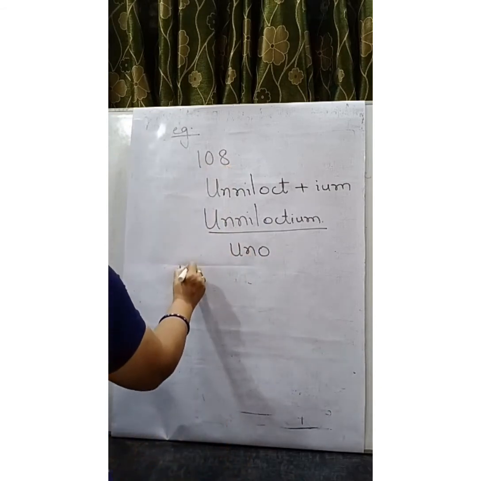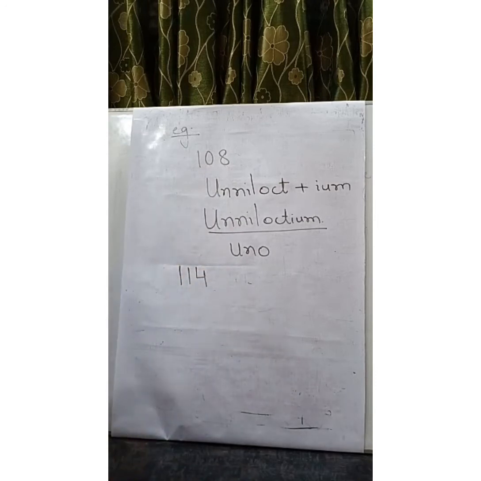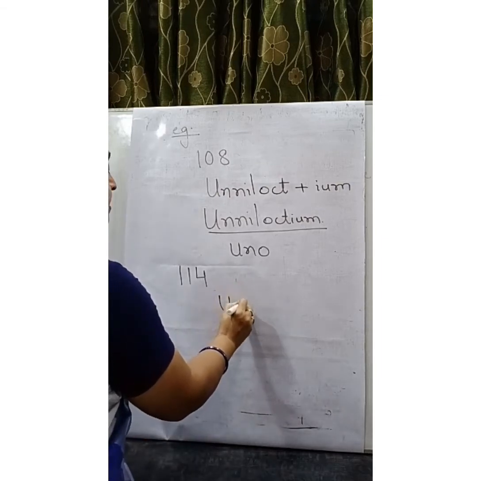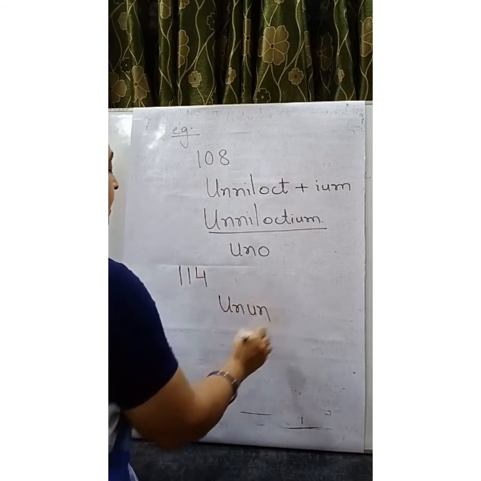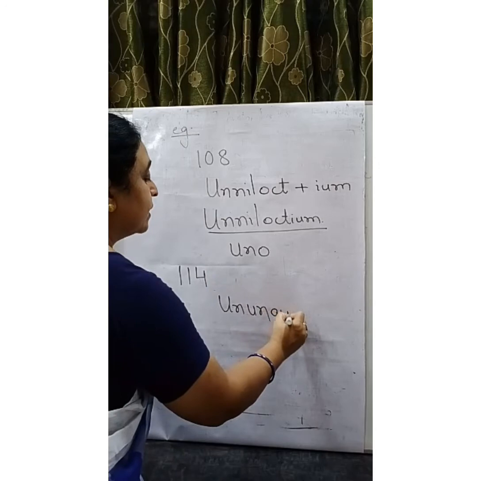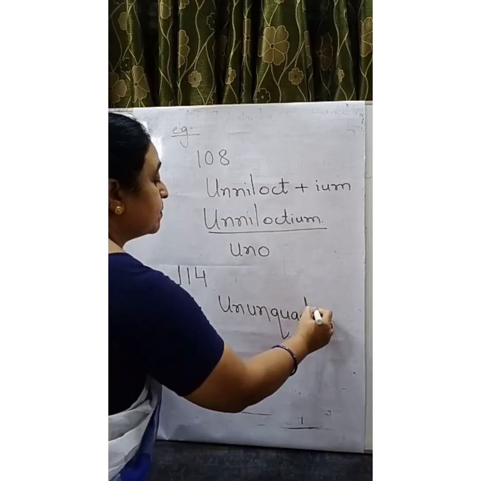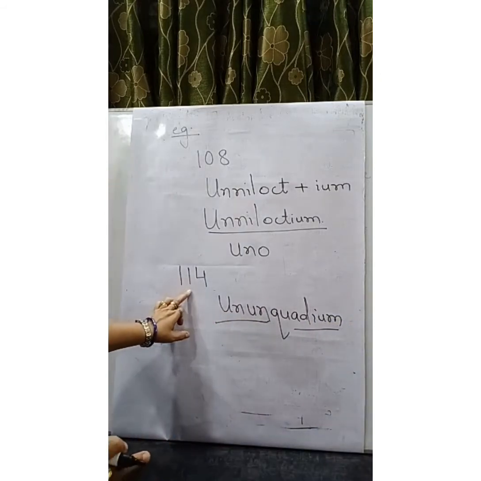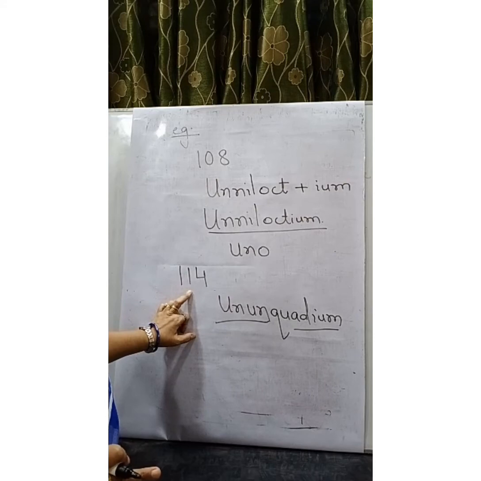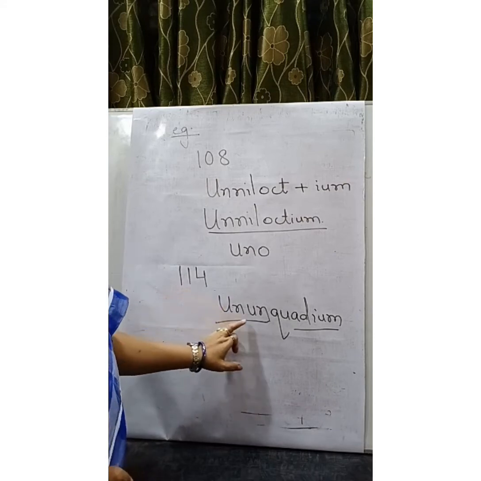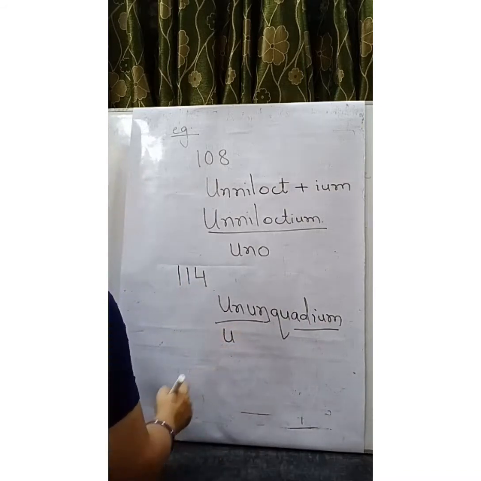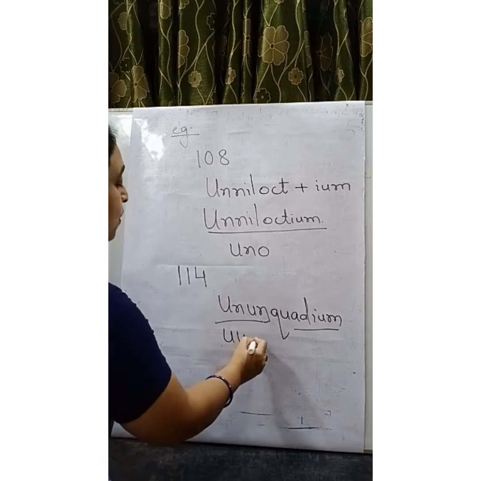Let us take another example. Element with atomic number 114. The name and symbol of this is as follows. First digit is 1, then again 1. So, 4 is named as quad, followed by ium. So, the official name of this, as per the IUPAC nomenclature, is unun quadium. Now, the symbol is U, U, Q.